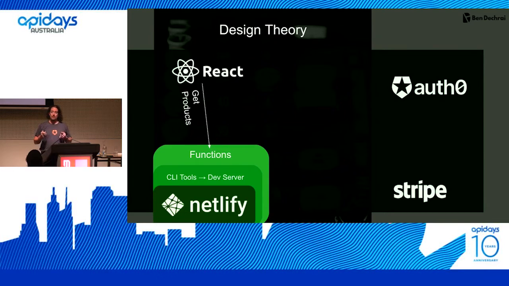But essentially what React is going to do is talk to our API and say, give me a list of all the products you have. And the API is going to grab that out of Stripe. Stripe allows you to define products and things like that. So it's going to get those products and then send them back.